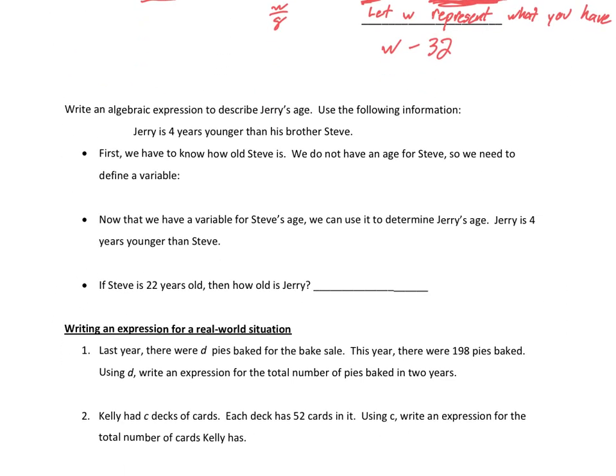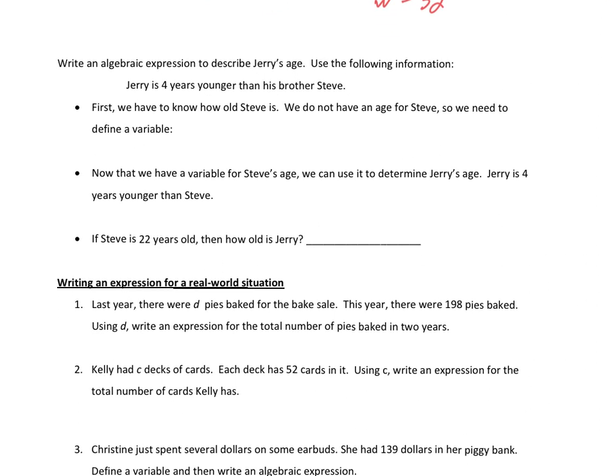Okay, we're going to do some more examples here. Write an algebraic expression to describe Jerry's age. Use the following information. Jerry is 4 years younger than his brother Steve. So first we have to know how old Steve is. We don't have an age for Steve, so we need to define a variable. Let's use S for Steve. Let S represent Steve's age.